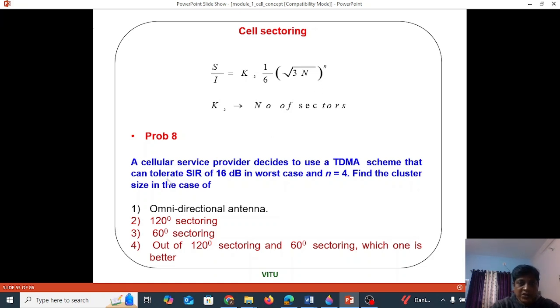There is one exercise; we have already done a number of problems to calculate the cluster size for a given SIR. This exercise is left for you. A cellular service provider decides to use a TDMA scheme that can tolerate an SIR of 16 dB in the worst case, for n equal to 4. The path loss exponent is given as 4. Find the cluster size in the case of an omnidirectional antenna. Omnidirectional antenna means that it is not sectored.